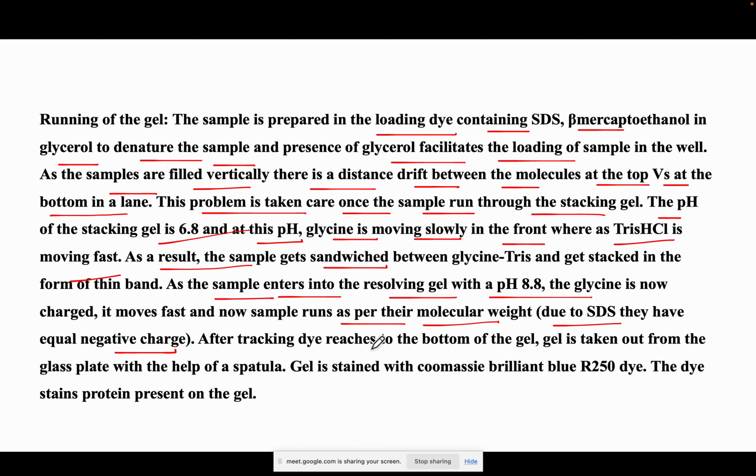After the tracking dye reaches the bottom, the gel is taken out from the glass plate with the help of a spatula, or with your hand also. You can just smoothly take it out, and the gel is stained with Coomassie Brilliant Blue dye. The dye stains specifically the proteins present in the gel. Okay.